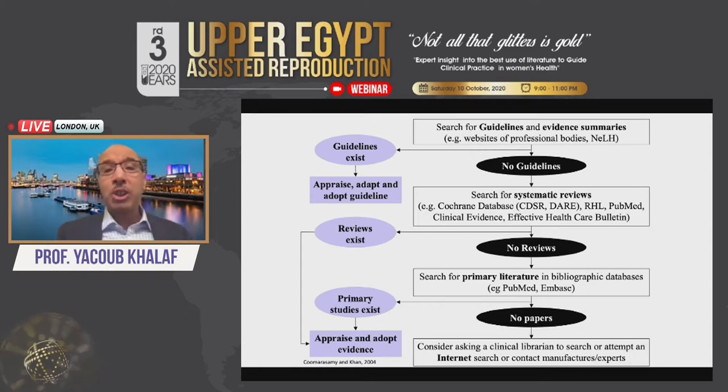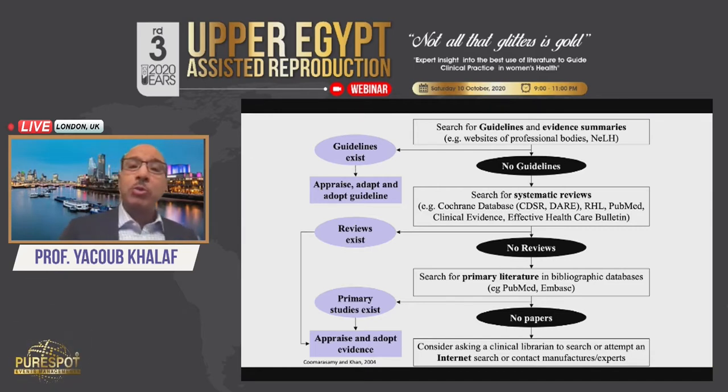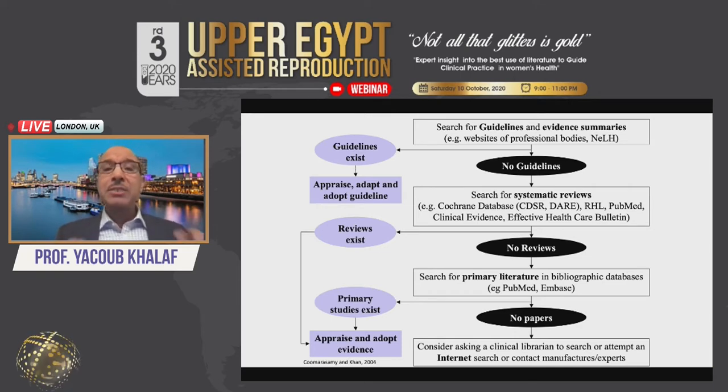One word of caution about guidelines: not every bit of guidelines is suitable for every setting. Hence, the need to adapt the guidelines sometimes before adopting them in any particular setting. It's important to also exercise your own appraisal of those guidelines before adapting or adopting. I'll give you an example. The European guidelines for management of recurrent miscarriage. When you read them, it comes to an investigation like DNA fragmentation.